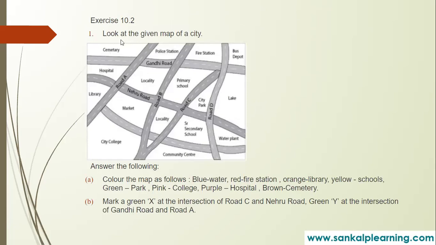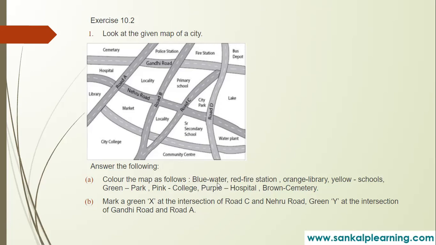Exercise 10.2. Look at the given map of a city. See, they have given a map here and you have to answer for the given questions. What is the first one? Color the map as follows. You have to color the map, children, and they have given the instructions here.